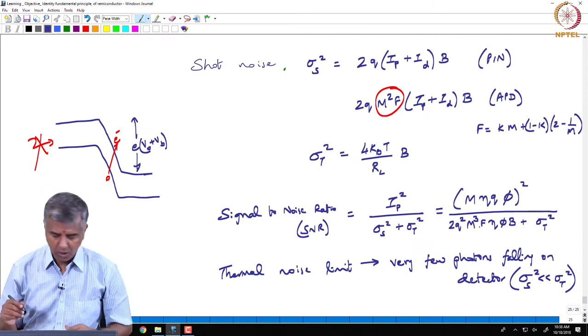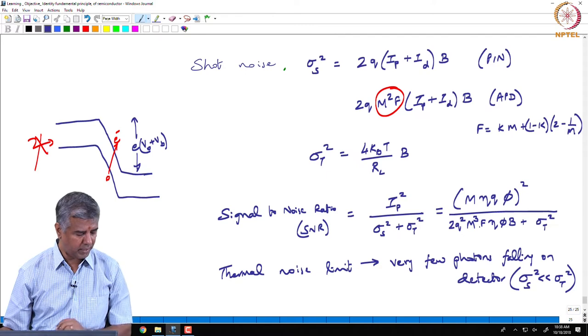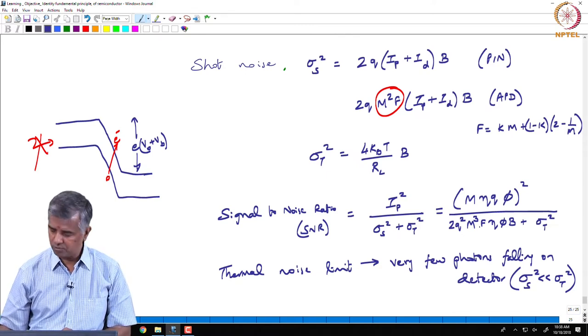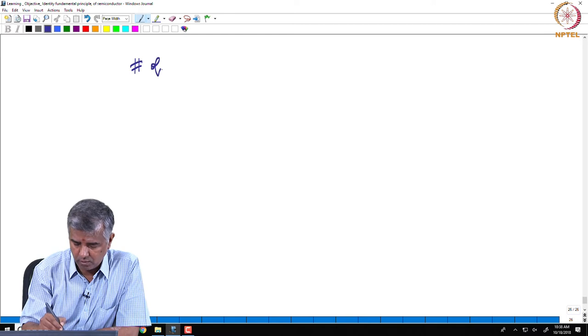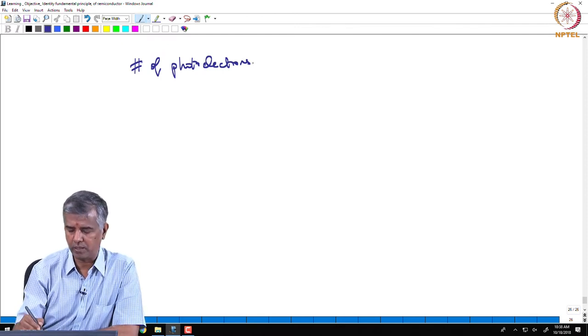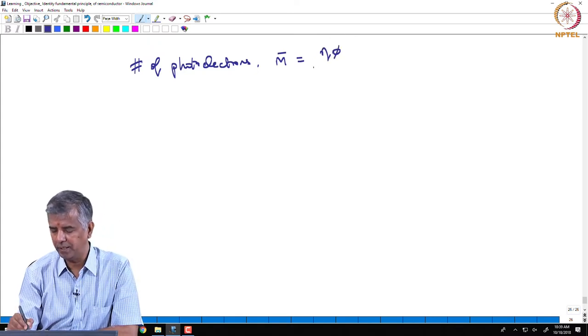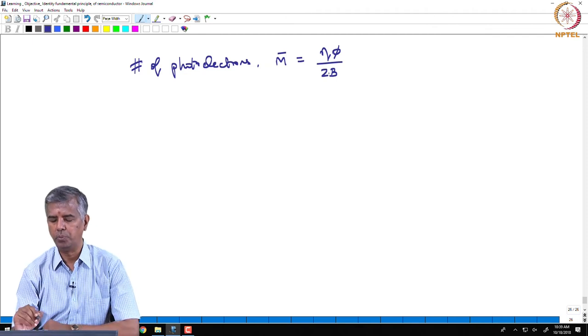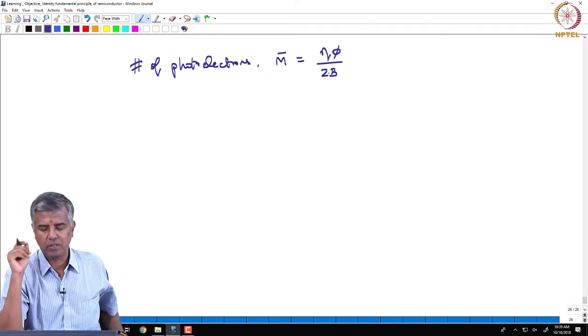So let us actually try to put all of this together in some meaningful form. To do that, let us say you can count the number of photoelectrons. That is the mean number of photoelectrons. The mean number of photoelectrons is given by eta multiplied by phi, which is what we had in the previous case, divided by 2B, where 2B corresponds to 2 times the bandwidth of your photoreceiver, okay. So, the number of photoelectrons will be given by this.